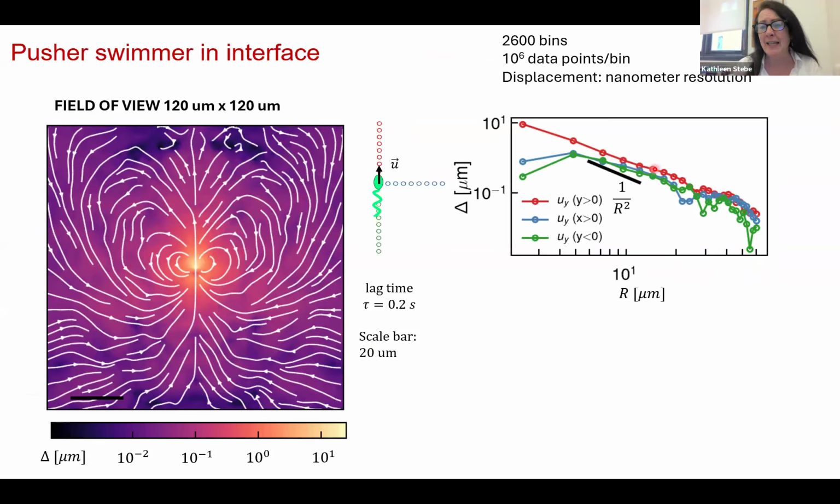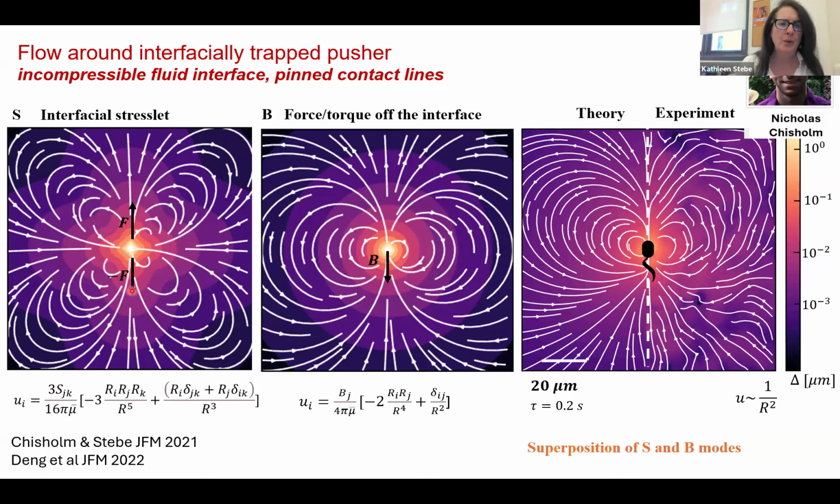One is an interfacial stresslet, which we show here, which has this beautiful 4-lobed butterfly shape. And that's what would be generated by in-plane expulsion of force by a pusher, drag on its body, and incompressibility generates the 4-lobe structure. There's another dipolar mode, which we call the B mode for a bulk effect.